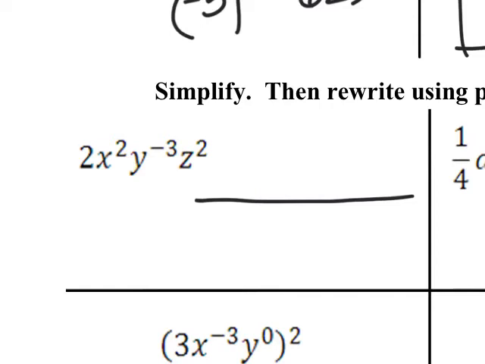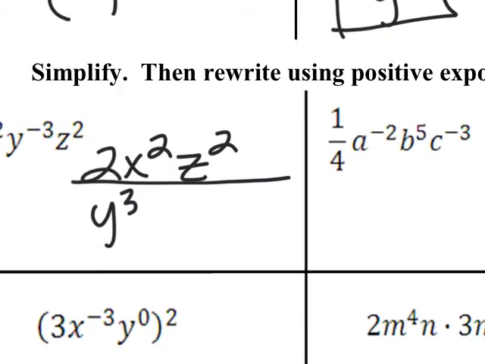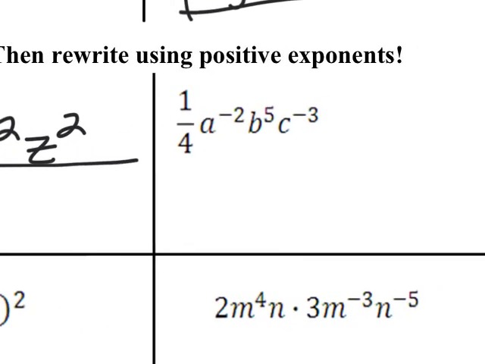So the 2 will stay on top because it's positive. It doesn't change. X squared has a positive exponent. That's going to stay on top. The y has a negative exponent. It's got negative 3. So it's going to move to the bottom and become a positive 3. And then the z I've got on the top, and it's got a positive 2, so it can stay right where it's at. Okay? All right. Let's go over here.